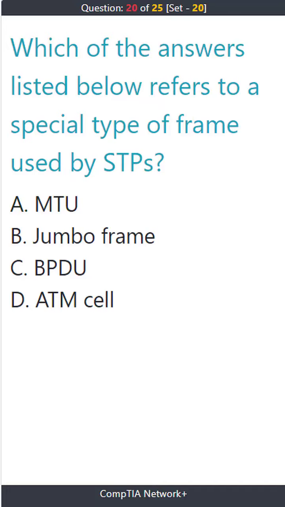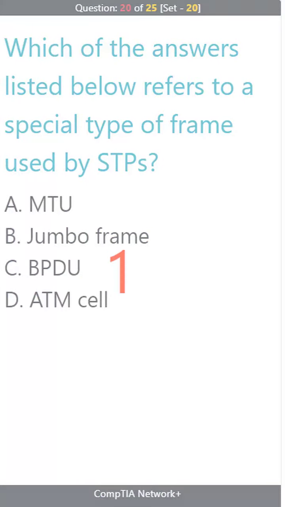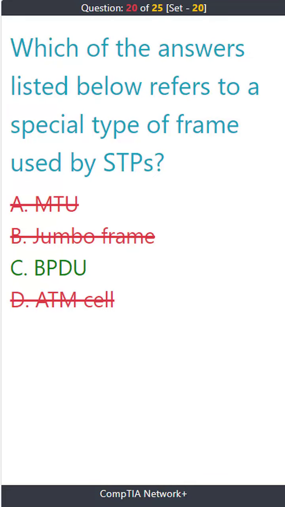Question 20. Which of the answers listed below refers to a special type of frame used by STPs? A. MTU. B. Jumbo frame. C. BPDU. D. ATM cell. The correct answer is C. BPDU.